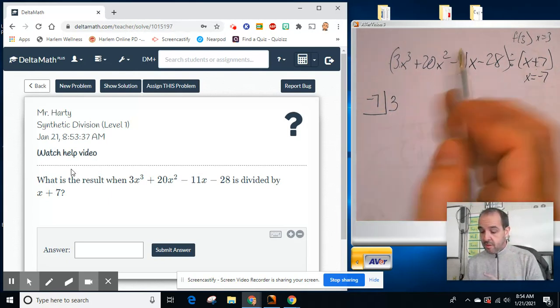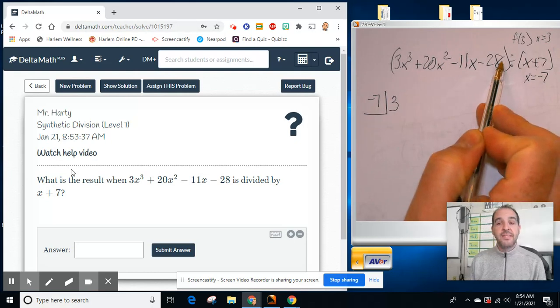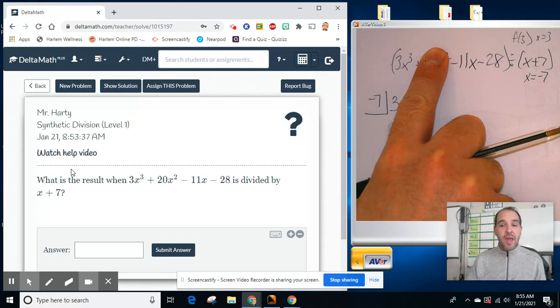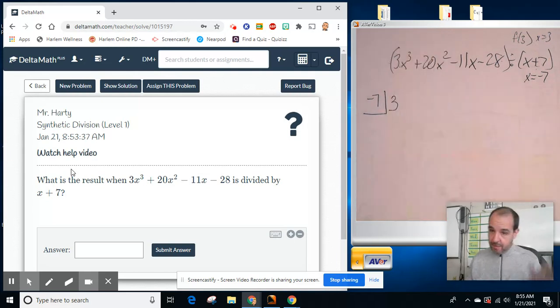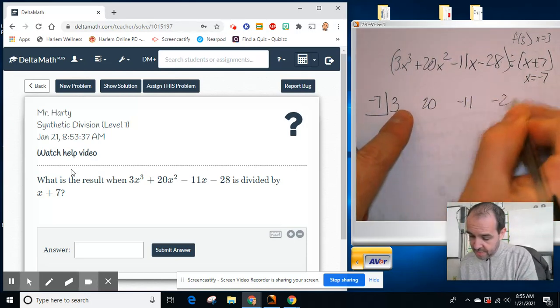3, 2, 1, 0. Okay, they go all the way down to my constant. If I'd have been missing one, like let's say there'd have been nothing here, it would have been x cubed down to x, you'd have to put a 0 in that slot. Might happen, just saying. So 20, -11, -28.